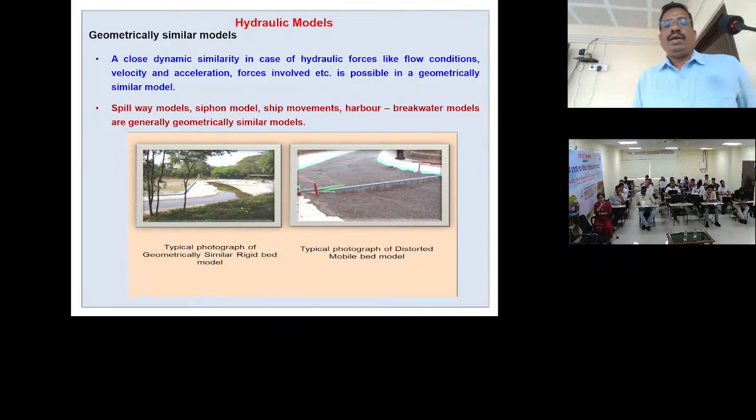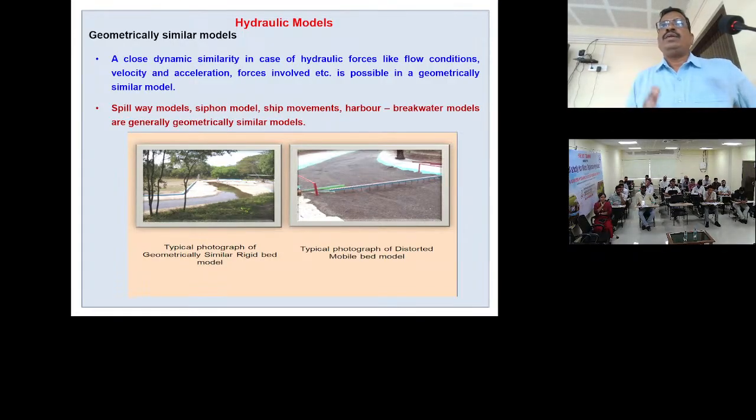Here I am explaining about the hydraulic models. There are different types of models we construct at CWPRS. A geometrically similar model means both horizontal and vertical scales are the same, only one scale, like 1 is to 80 for horizontal and for vertical. A close dynamic similarity in case of hydraulic forces like flow conditions, velocity, acceleration, forces involved, etc. is possible in a geometrically similar model.